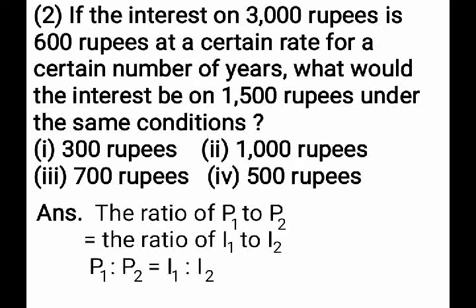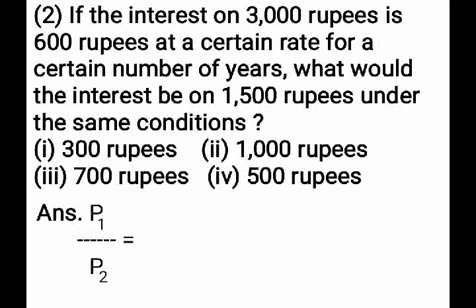So you have to write the ratio form this way. Now write the fraction form of P1 is to P2 is equal to I1 is to I2, that is P1 upon P2 is equal to I1 upon I2.